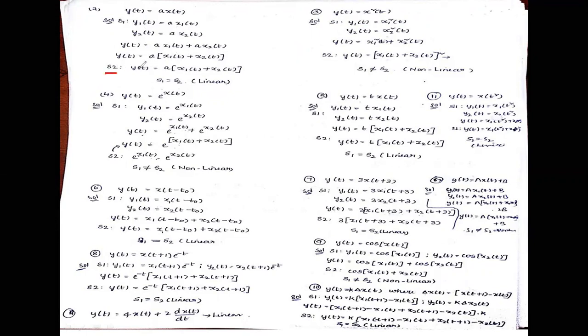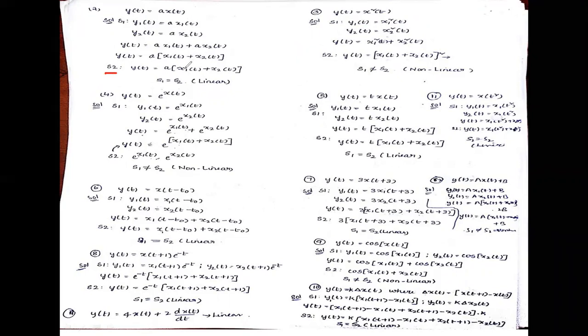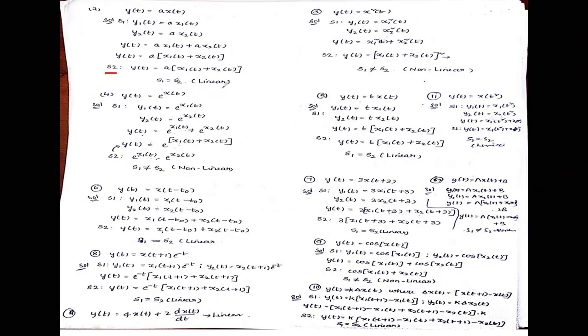And step 2, y of t is equal to a into the signal, directly we can add x1 of t plus x2 of t. So both are equal. It's a linear function. Okay, my dear students. Now the third one you can see here. What is the third one here? y of t is equal to x square of t. It is very important, my dear students.